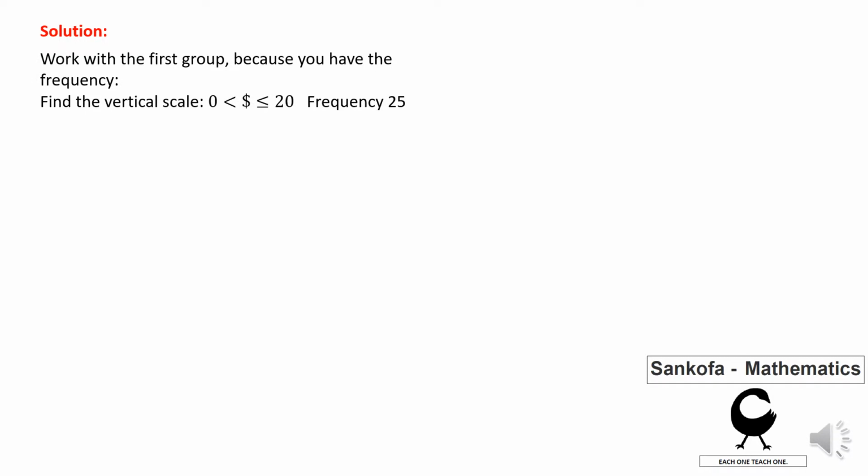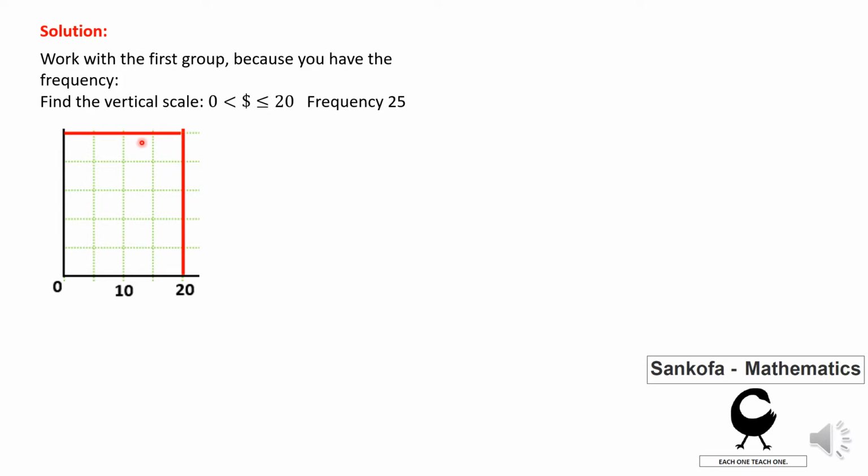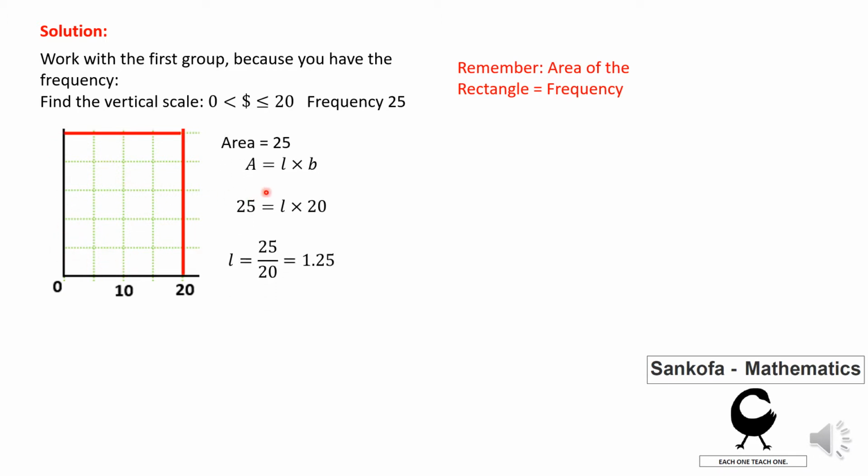So when we have the first group, we know the frequency is 25, and I took an excerpt from that first rectangle in our histogram. What we know is that this area should be 25. That's the frequency, because the frequency is equal to the area of the rectangle. So if this is 25, then I can calculate the length here. That length times the breadth of 20 should give me 25. So that means the length should be 1.25.